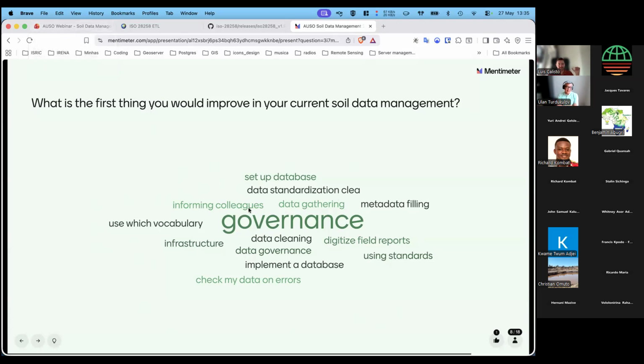So I'm happy to see that data governance, informing colleagues, is also here. And vocabs, all that is good.